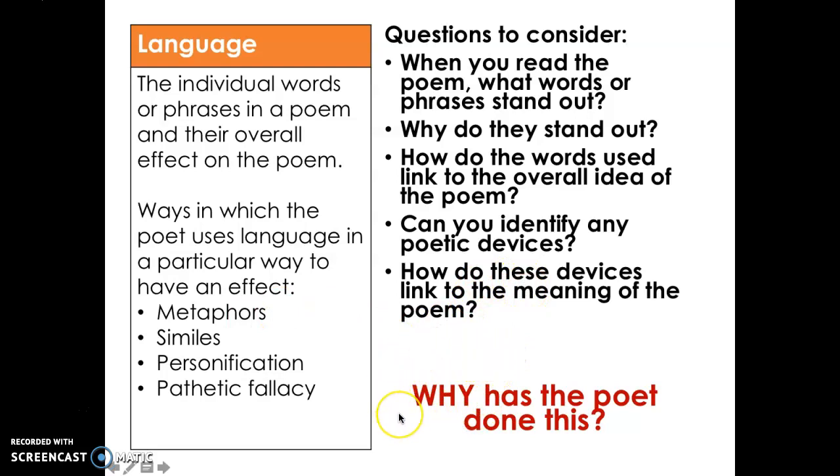Once again, always considering why. Why has the poet done this? Okay. Why have they chosen to use these words, present them in that way, or use that poetic device? How does this all link to what the poem is about?